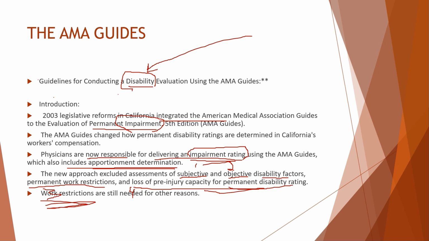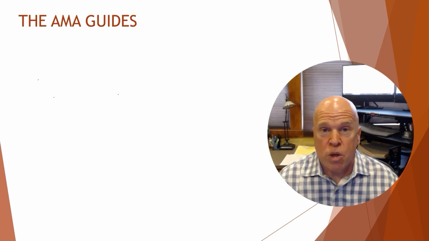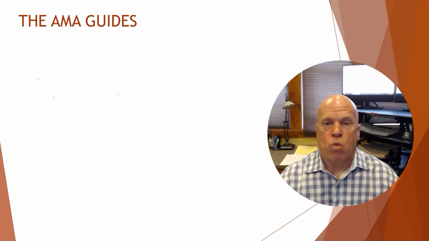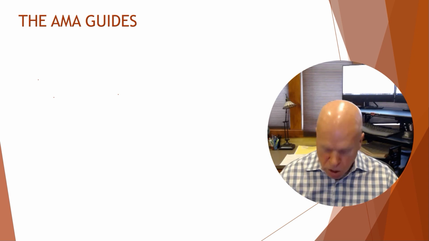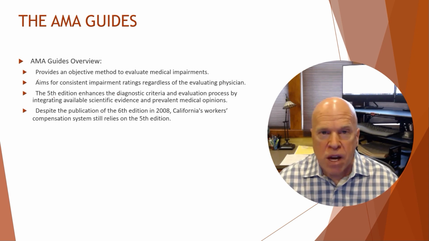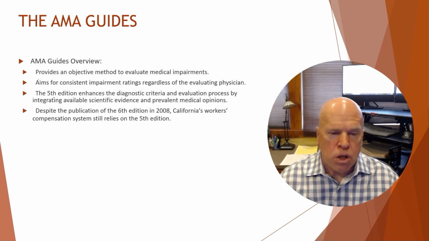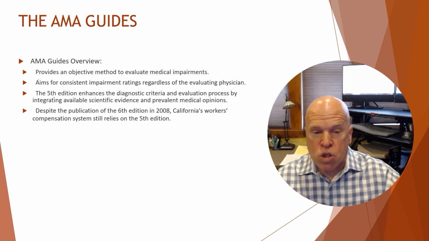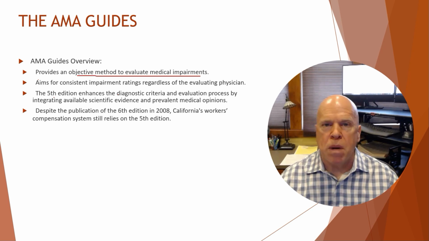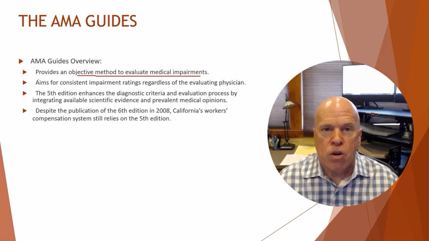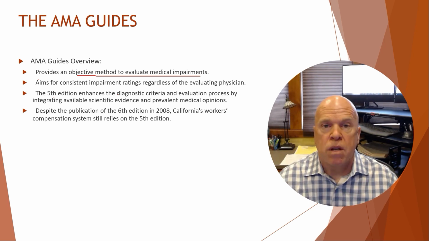Okay, so let's talk a little bit about the philosophy of the AMA guides and what it is that we expect the AMA guides to bring newly to the system of evaluating injured workers. Well, the AMA guides are supposed to provide an objective method to evaluate medical impairments. And this is different compared to our prior system that largely relied on subjective considerations.